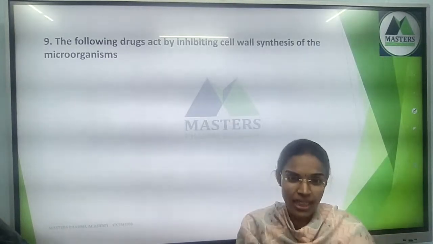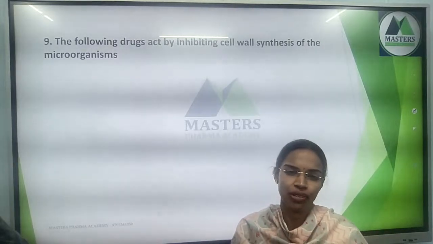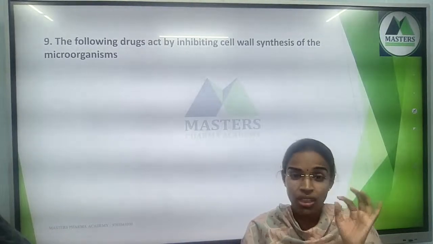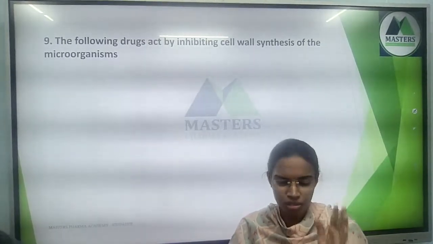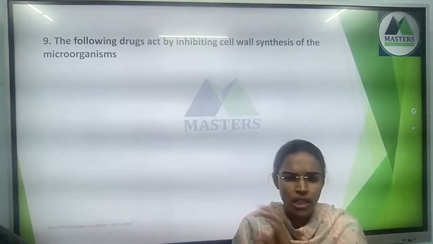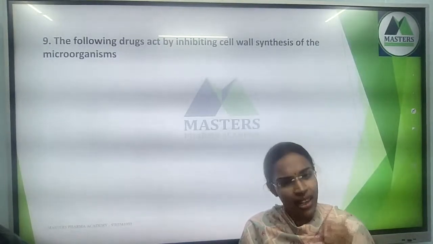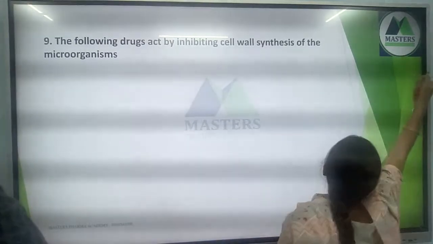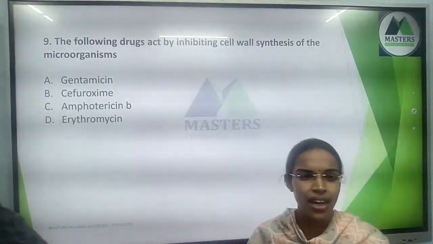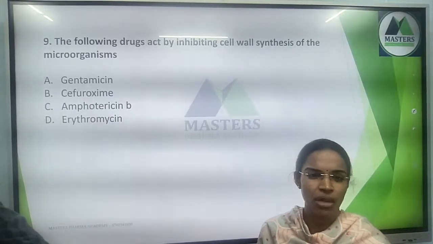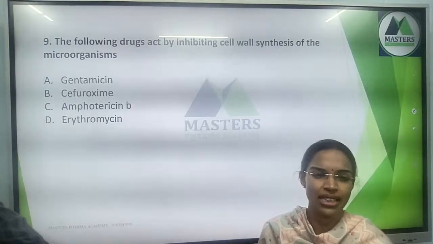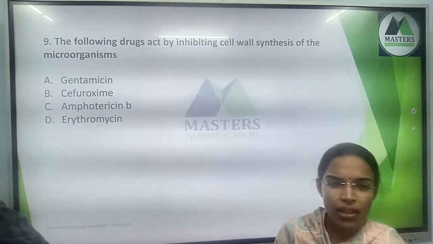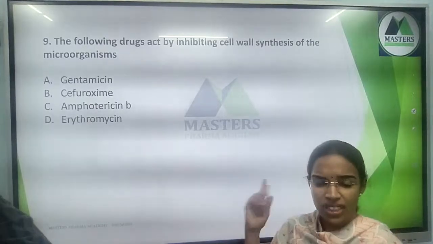Read the classification, read their mechanism of action and their category. That's it. Don't go for extensive study, because if you are starting your preparation now, concentrate only on these and you will definitely crack some good number of questions. Options are: A, gentamicin; B, cefuroxime; C, amphotericin B; and D, erythromycin. So what is the right answer?